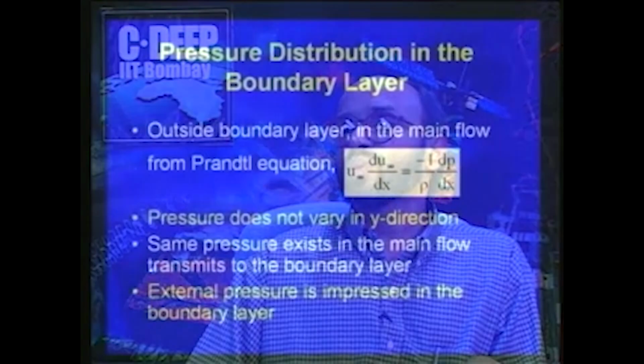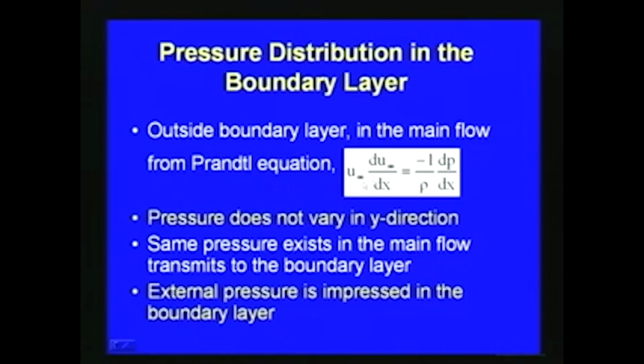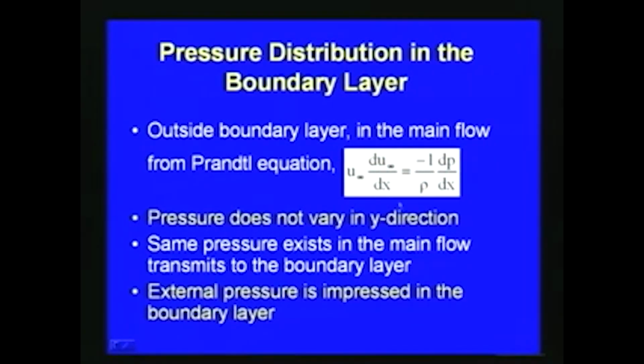Then the pressure distribution in the boundary layer. Outside the boundary layer, in the main flow, from Prandtl's equation we have already seen u infinity du infinity by dx is equal to minus 1 by rho dp by dx. So, here pressure does not vary in the y direction. The same pressure exists in the main flow and transmits to the boundary layer. So, we can say that external pressure is impressed in the boundary layer, and as far as this assumption is concerned, the pressure does not vary in the y direction.